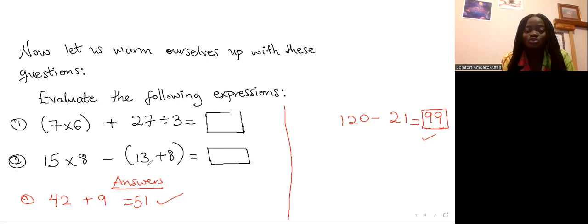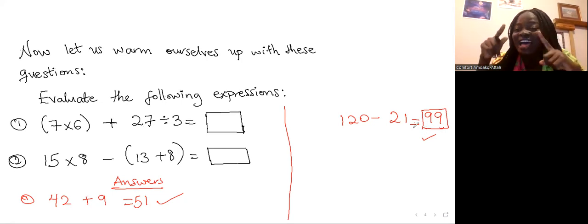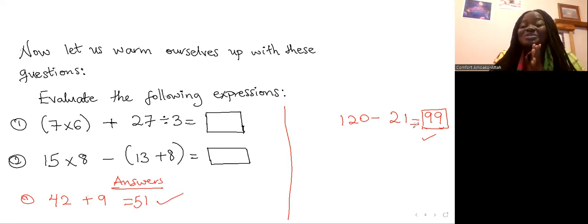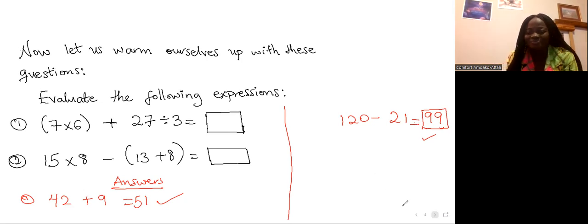Then the second question, you have 13 plus 8 in brackets. So we solve that first. Then we simplify the others, okay? And you are supposed to get 99. So if you have these answers, then you've done so well. Don't worry if you are not able to get it right. I believe you understand it now, and you will be able to get my next question right. Thank you.